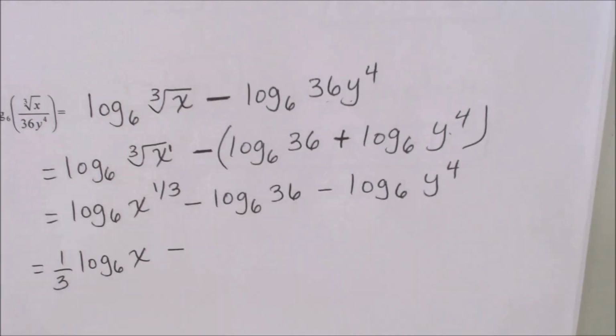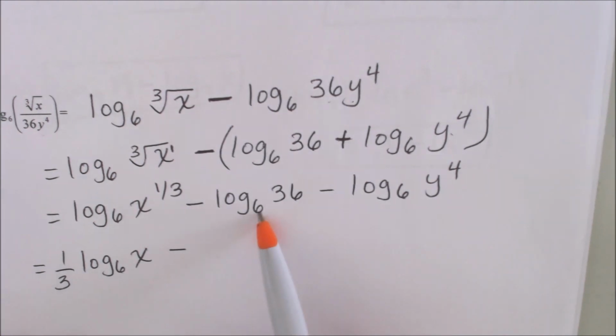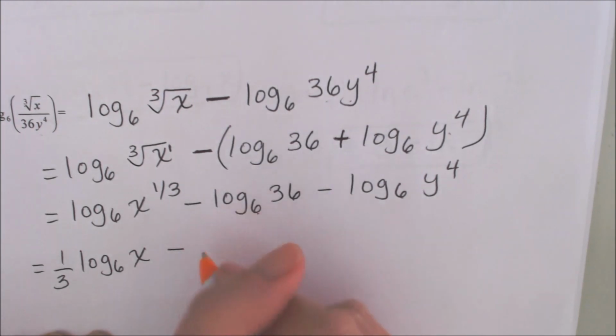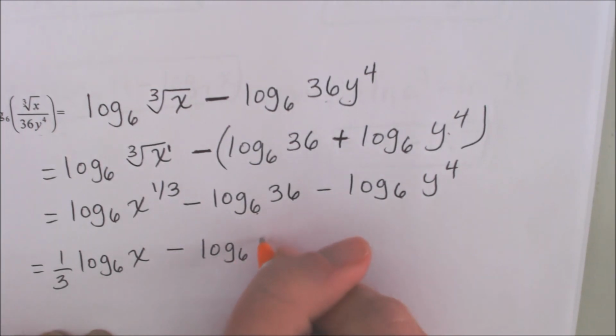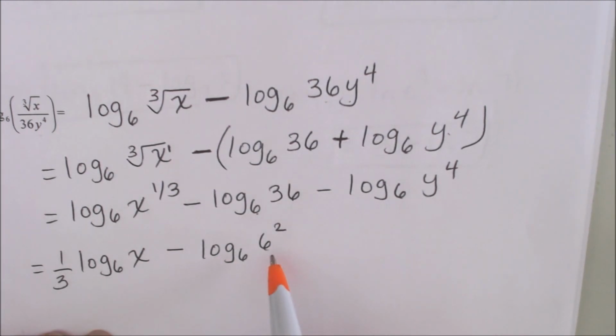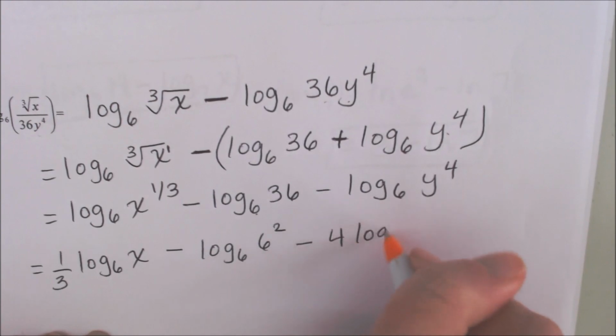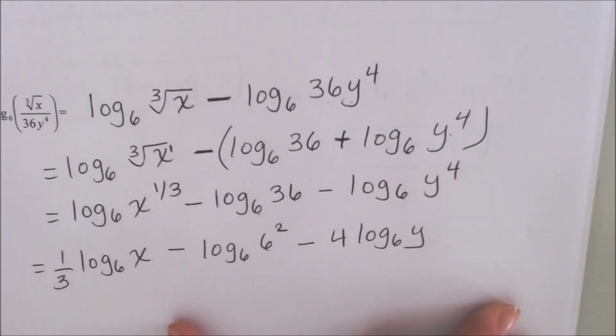Minus, now do you notice, while we're at it here, 36 can be simplified because the base is a 6 there, right? So if you can simplify according to the base, let's do that. So that becomes log base 6 of 6 squared. Remember, if you can rewrite that argument as a power of whatever the base is, you want to go ahead and do that. Minus 4 times log base 6 of y.